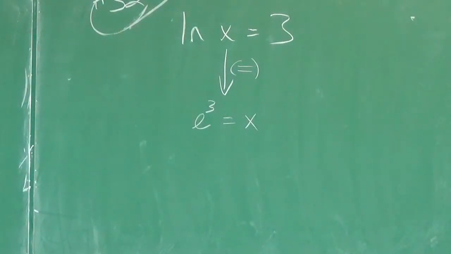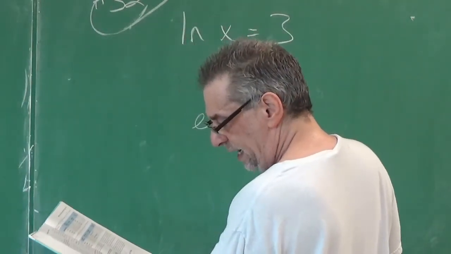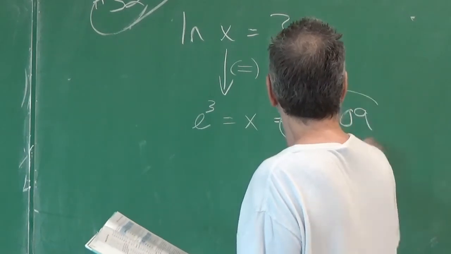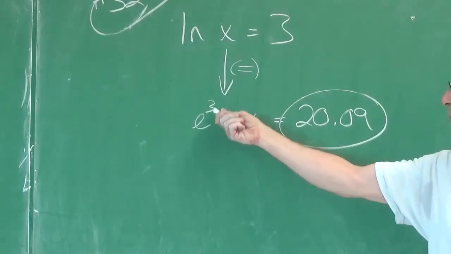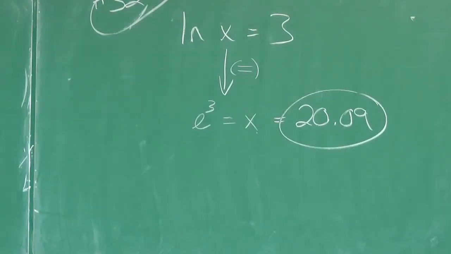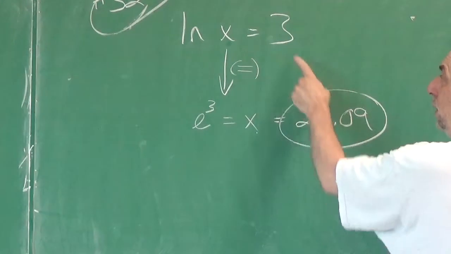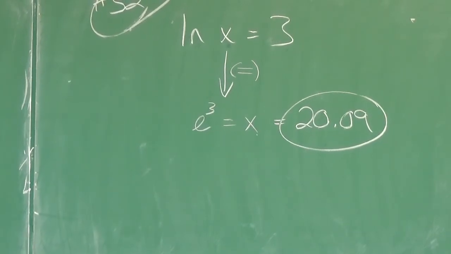I do have that here, don't worry. That one is going to be 20.09. And again, you can always check that. I guess we just checked it by raising e to the 3rd, making sure that we got that number. Nothing really to check there. You could take the natural log of this number and you should get something very close to 3 if there wasn't much rounding going on. All right, so that's an example of using the definition.